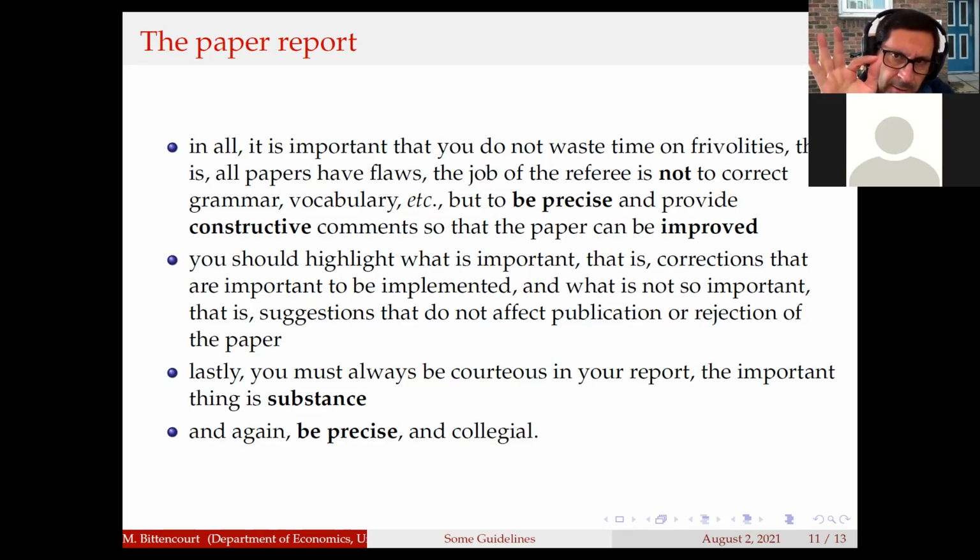Be precise and provide constructive comments about the contents of the paper so that the paper or science can be improved. You should also highlight what is important, that is, corrections that are important to be implemented, and what is not so important, that is, suggestions that do not affect publication or rejection of the paper. Lastly, you must always be polite in your report. The importance is substance. Be precise and be collegial.